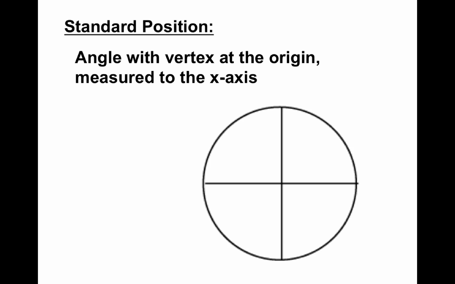So in standard position, it's an angle with a vertex at the origin measured to the x-axis. In this picture, if this is the x-axis and this is the y-axis, and then this is a circle around it, the standard position would be starting here. This would be considered 0 degrees on the x-axis, and you would rotate around in this direction. This is standard position, where this is some angle in degrees.